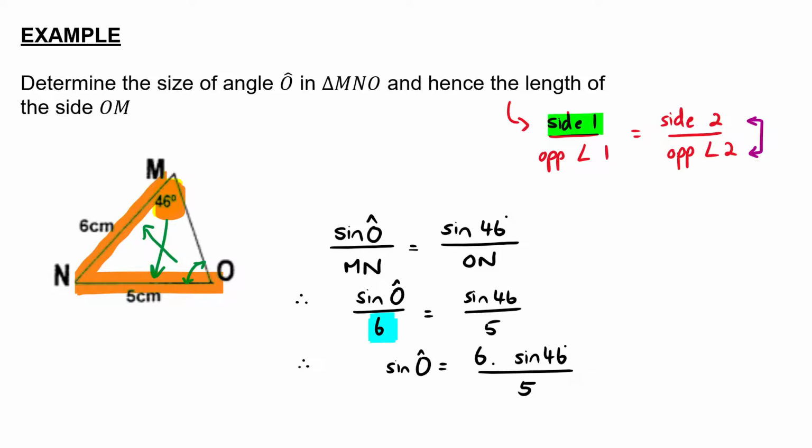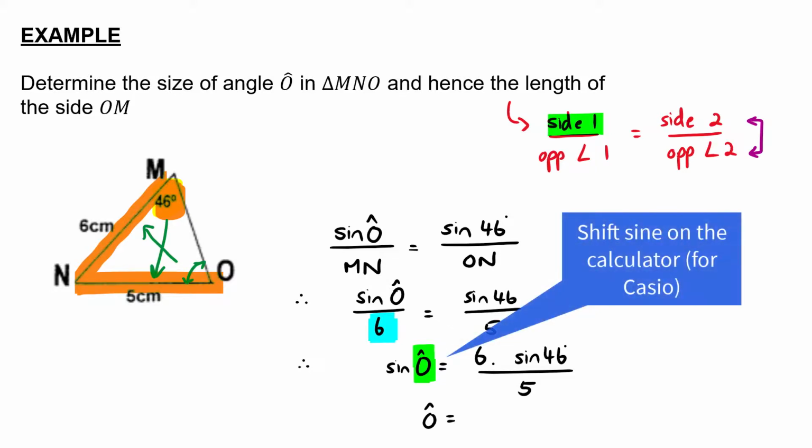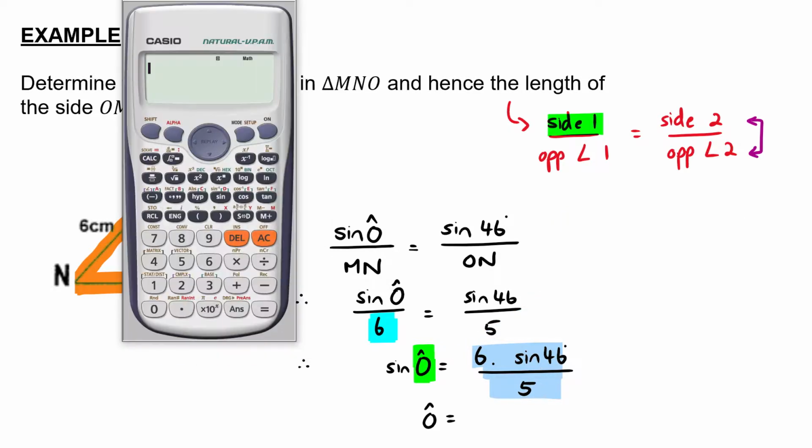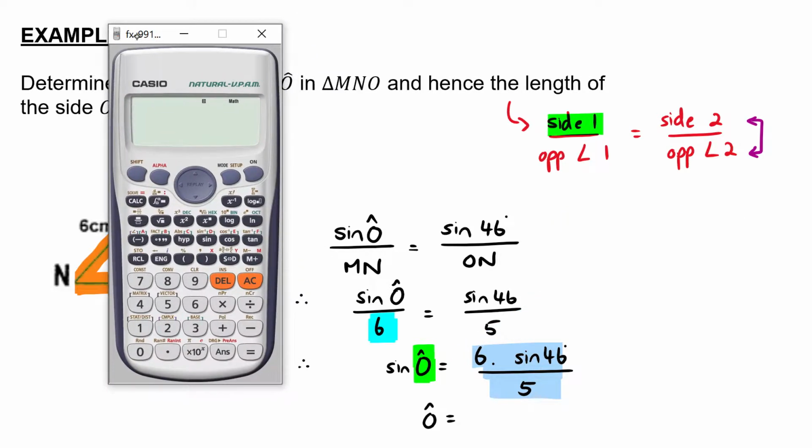And of course, we know that when we're trying to find an angle, we've got to make sure that we use the inverse function. So angle O is going to be the inverse sine of this entire expression over here. If you were to plug that into your calculator, you would write shift sine, and then 6 times sine of 46 over 5, and you press equals, and you get 59,68 degrees.